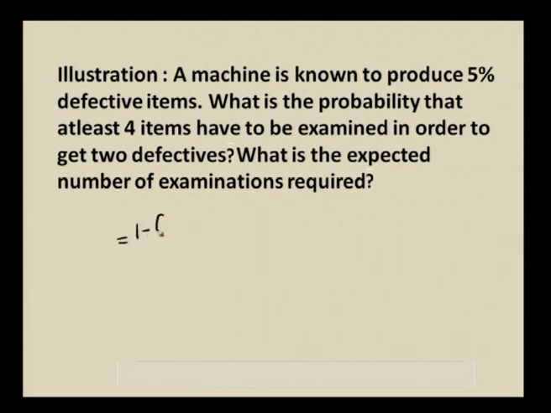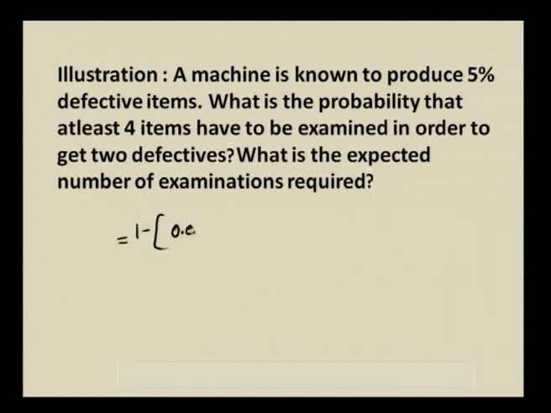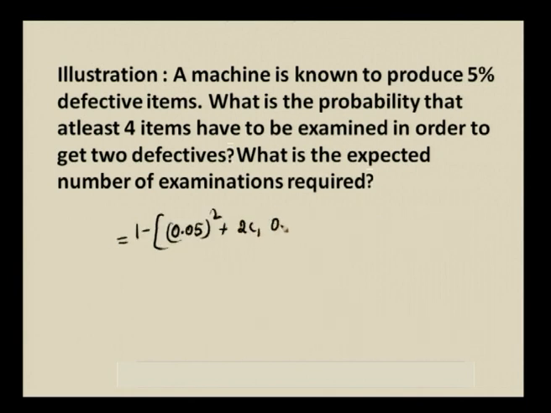Simplifying this, 1 minus what is in the previous slide: 2 minus 1 C 2 minus 1 is 1 C 1, which is 1, times 0.05 squared, and this is also 1. Then 3 minus 1 is 2, so 2 C 1. You have 0.05 squared plus 2 C 1 times 0.05 squared times 0.95, and this simplification gives you the answer 0.9976.